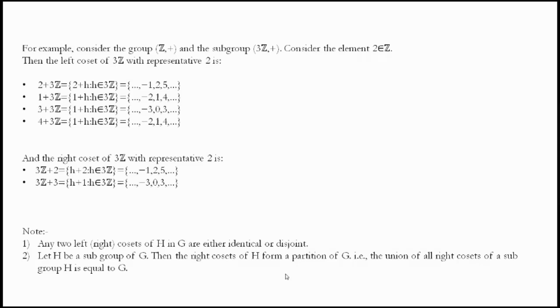Please note this, it is very important. Any two left cosets of H in G are either identical or disjoint. Okay. Let H be a subgroup of G, then the right cosets of H form a partition of G, that is, the union of all right cosets of the subgroup H is equal to G.